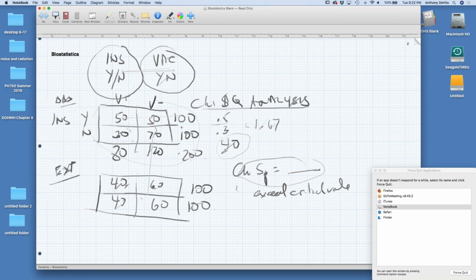The other measure we have is the odds ratio. The odds would be 50 over 50, which would be 1, and 30 over 70, which I'm going to just estimate as 0.4, let's say, for argument's sake. I don't know exactly what it is, and it comes out to 1.5. That's our odds ratio.